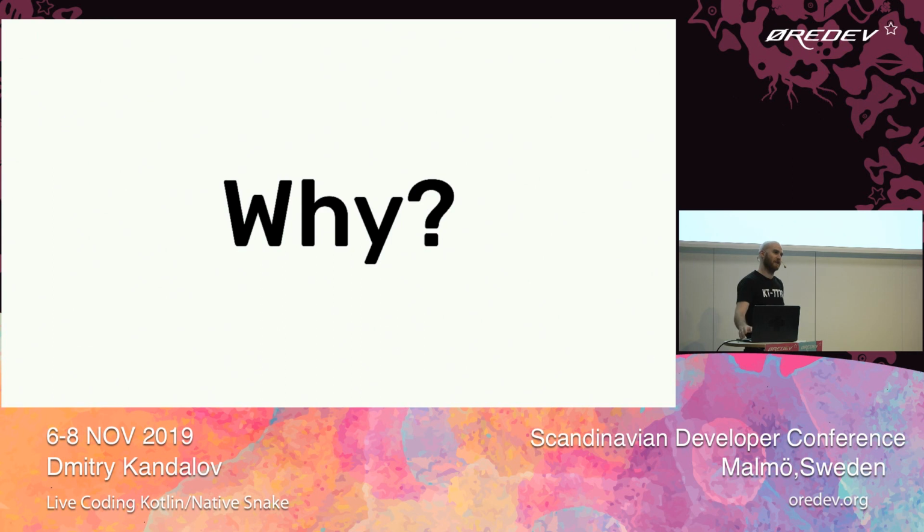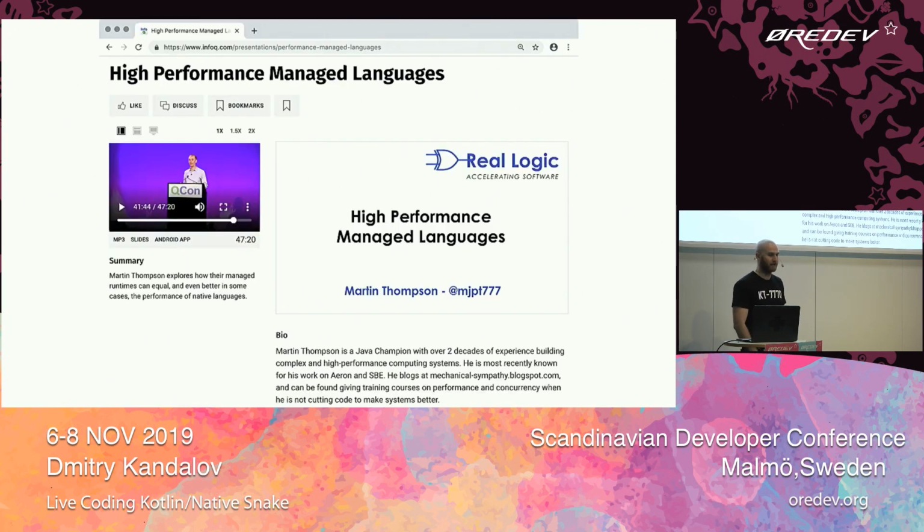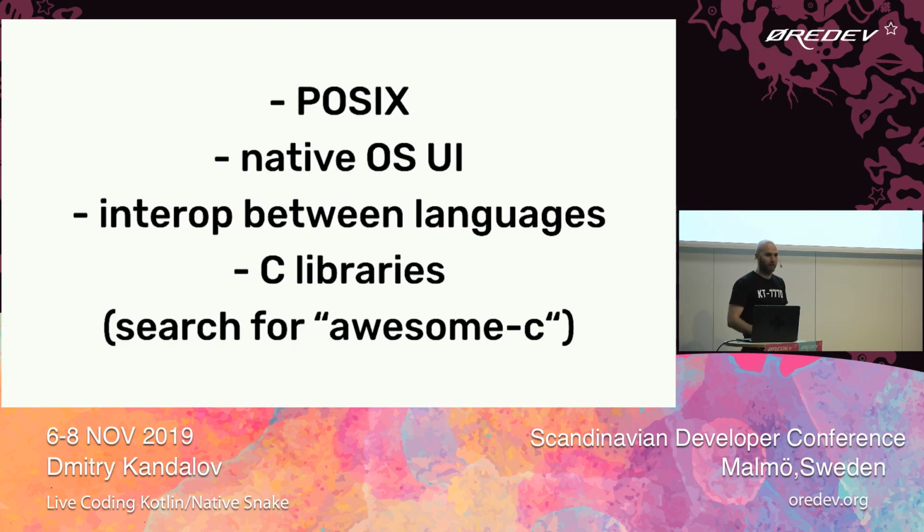Then why would you use Kotlin Native? One of the important things is performance, and not necessarily in the sense that it's faster. It can be just more predictable than the JVM because it's a native standalone binary. If you want, I would recommend this talk by Martin Thompson about different aspects of performance. The other thing is that there are lots of C APIs, and I feel in the Java community we don't use them that much, even though there are actually lots of APIs, and in many other languages it's a common practice just to use them.